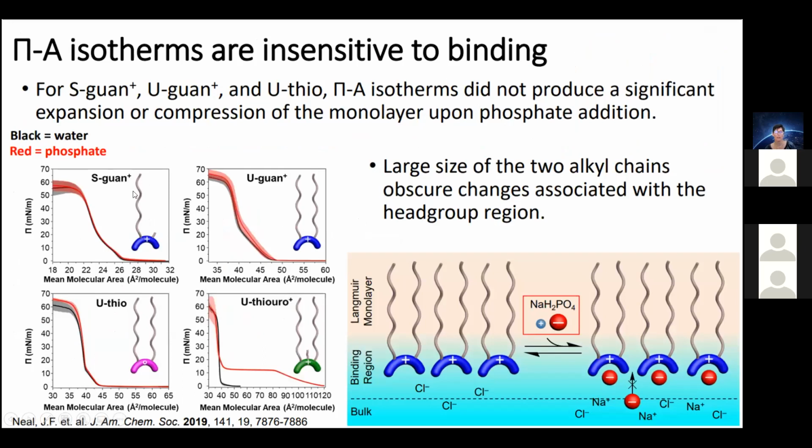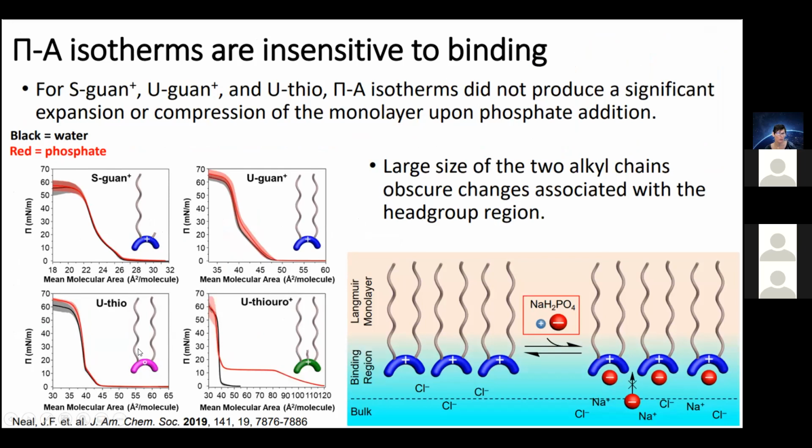All right, so we look at all 4 of these with isotherms and with phosphate. The black or the gray underneath you see is the isotherm without phosphate in solution, so just of the receptor or the surfactant. And then when we add phosphate, that's the shaded area that you see over that. So S-guan, U-guan, you really don't see any difference, nor do you see a difference with the euthio.